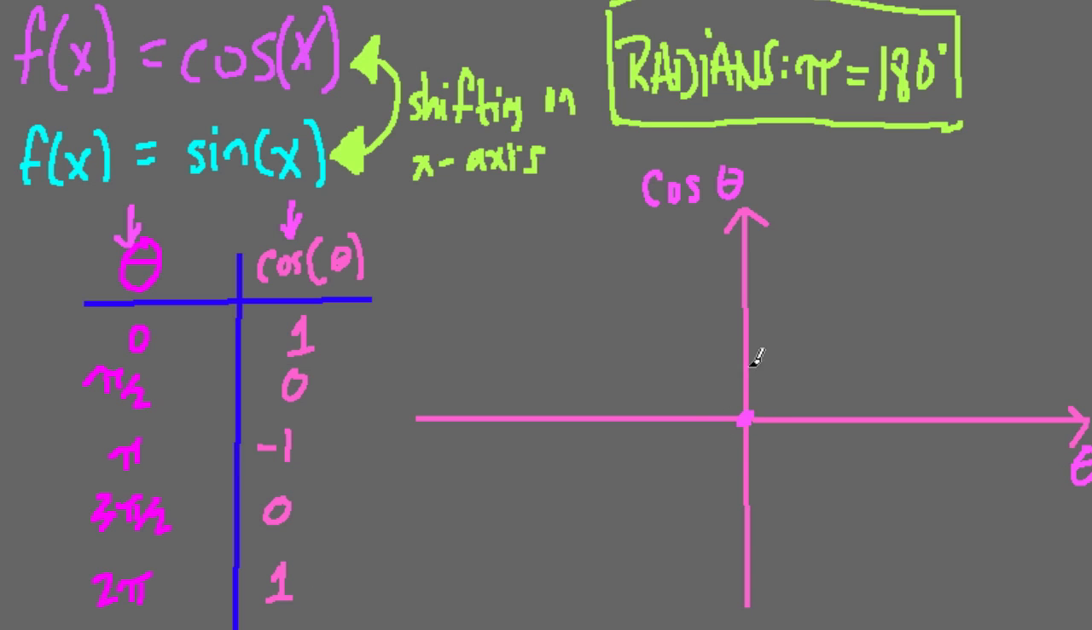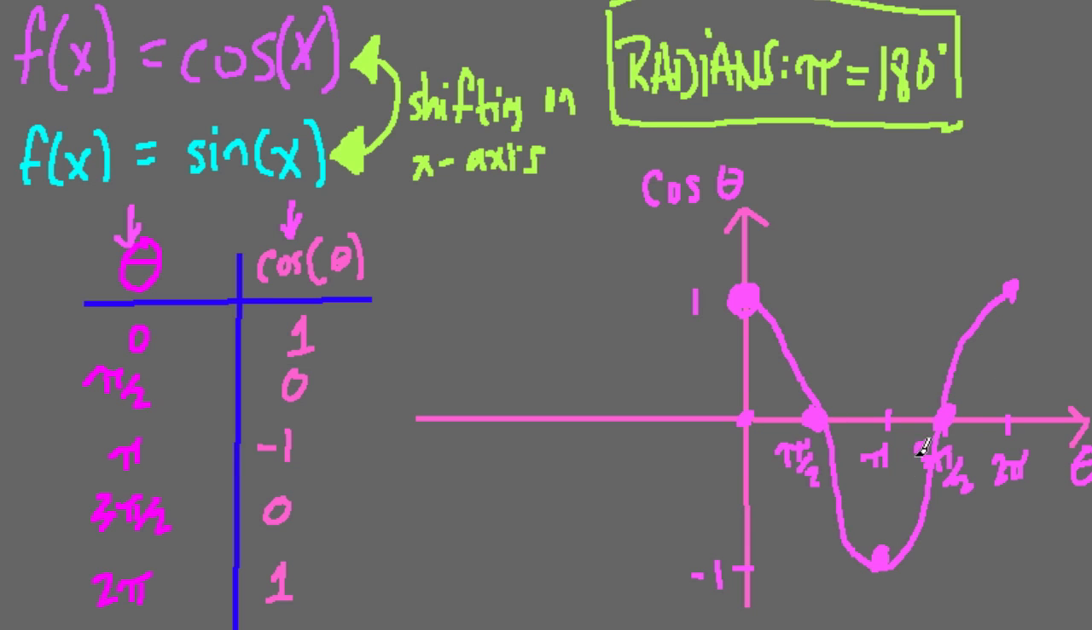So at 0, cosine of theta is 1. I'll put that point up there. At pi over 2, cosine of theta is 0. So that'll be pi over 2. At pi, right here, cosine of theta is negative 1. So here's negative 1. So that point goes right there. At 3 pi over 2, cosine of theta is 0 again. And then at 2 pi, cosine of theta is 1. So I'm going to try my best to sketch that. Okay, cool.